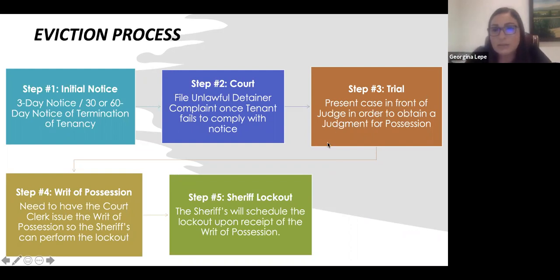Judy, about the 3-day notice, can it be served earlier before the 30 or 60-day notice? No, most cities are preventing 3-day notices from being served on tenants.